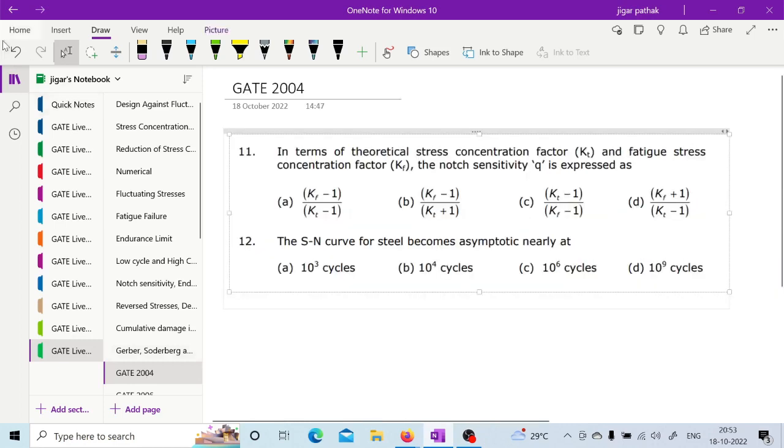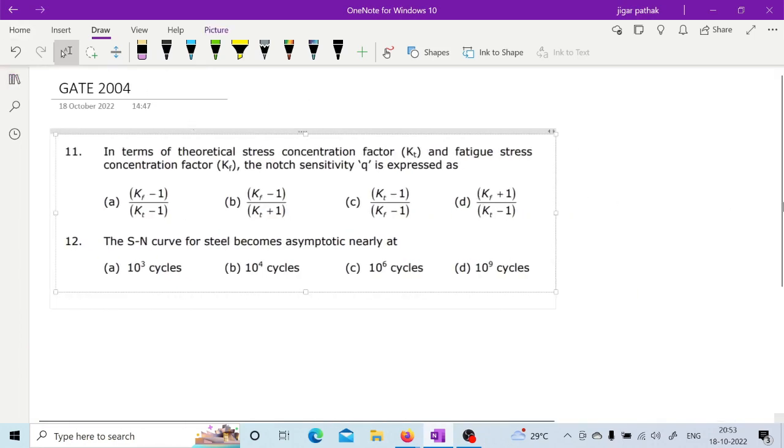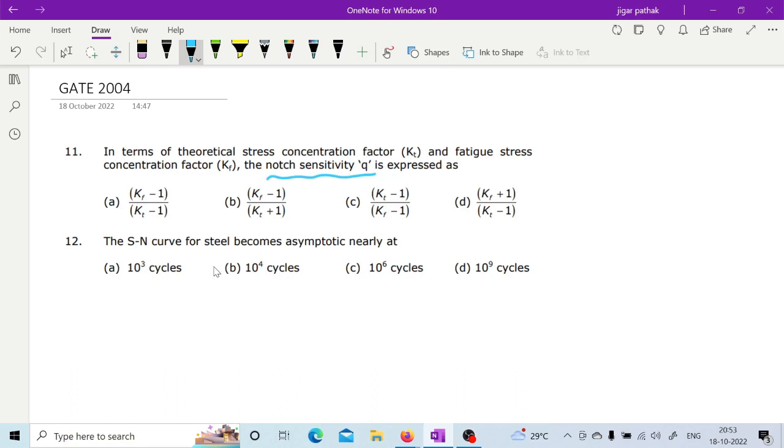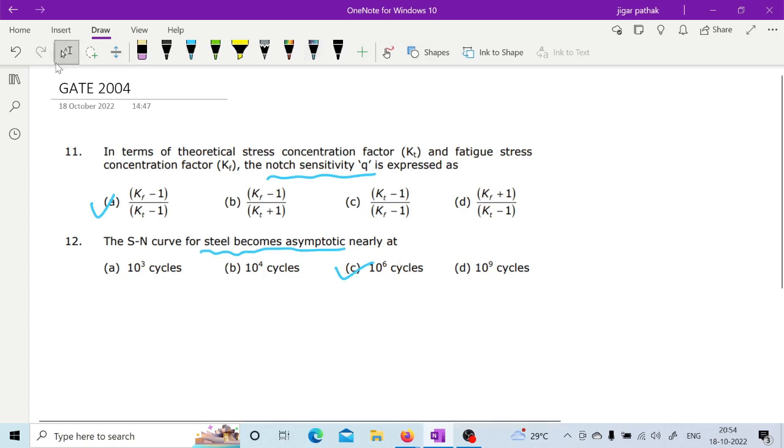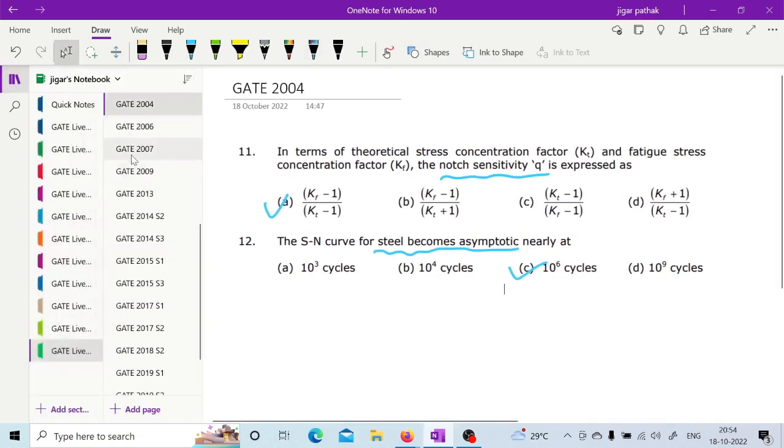So here, this one. I guess this is a straightforward question, right? Can anyone tell what is the notch sensitivity factor? Hello, we have just now discussed, right? Yes, sir. A. Kf minus 1 upon Kt minus 1. This is also simple, right? For steel, 10 to the power 6 cycles. Yes, okay, good.